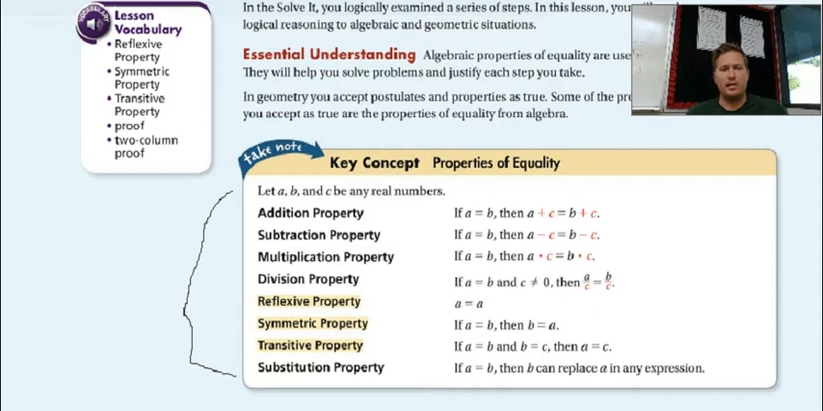The transitive property is if A equals B, B equals C, then A equals C. That's kind of like the law of syllogism that we just talked about in 2.4. And the substitution property is if A equals B, then we can replace one with the other. We've done a lot of substitution in algebra where we say if X is 5, then we plug 5 right back in there for X. So these are all the different properties that we're going to need to know and memorize in order for our proofs. Okay?